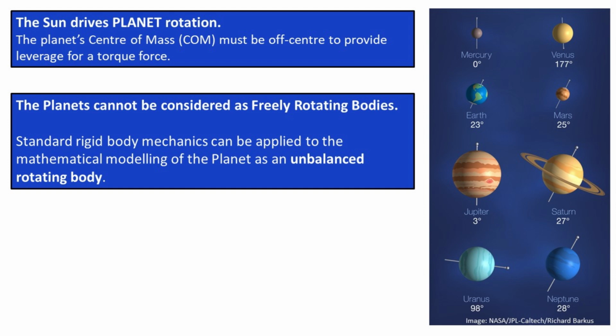It was the above observations that resulted in me looking at the planet as being an unbalanced rotating body with an offset centre of mass. And this appears to be applicable to all the planets, in which the Sun is able to control their rotational as well as their orbital motions.